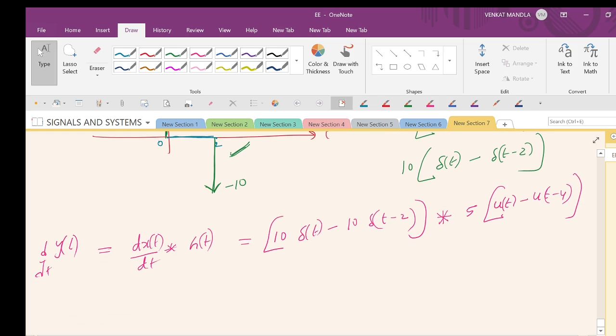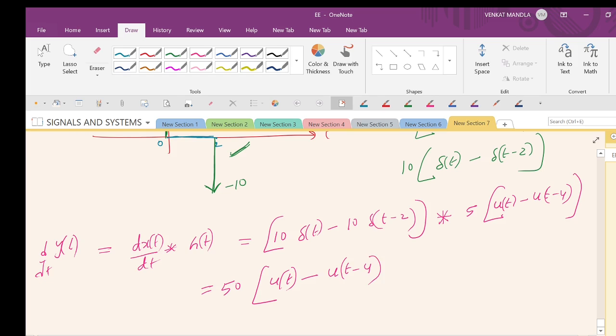Now 10 into 5, that is 50, I can bring outside. Next, delta t convolution with u(t): you will get u(t) only. Convolution of any signal with delta t is that signal itself, x(t) only. So here u(t) convolution with delta t is u(t). Next, minus u(t minus 4) convolution with delta t: you will get minus u(t minus 4) only.